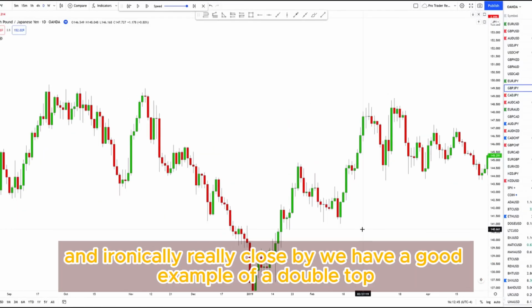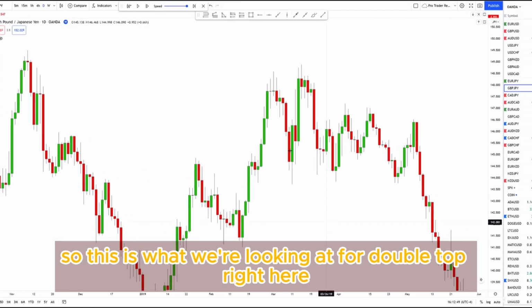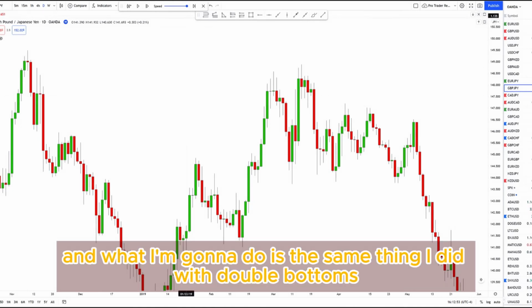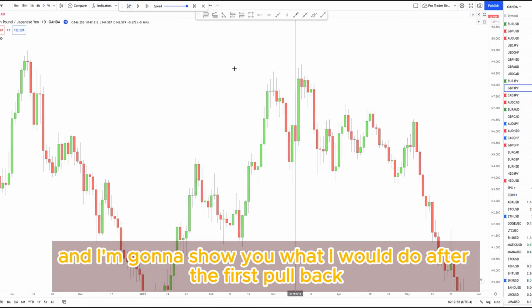And ironically, really close by, we have a good example of a double top. So this is what we're looking at for a double top right here. And what I'm going to do is the same thing I did with double bottoms. We're getting into market replay mode, and I'm going to show you what I would do after the first pullback.